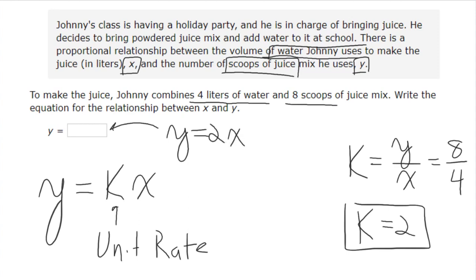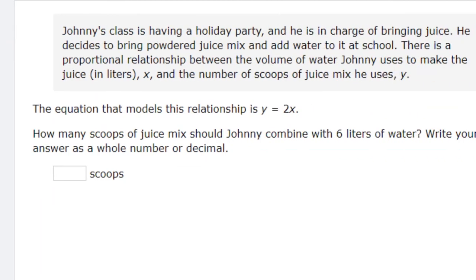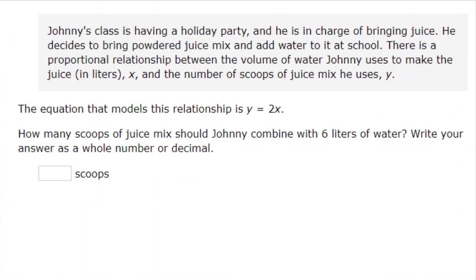Now, this equation can be used to solve all kinds of problems, like the question they're going to give us next. So if you notice, we had the right equation here. Here's the Y equals 2X. This is the same exact scenario up here telling us a little about Johnny and his class. But now, they're asking some questions based on this information. How many scoops of juice should Johnny combine with 6 liters of water?